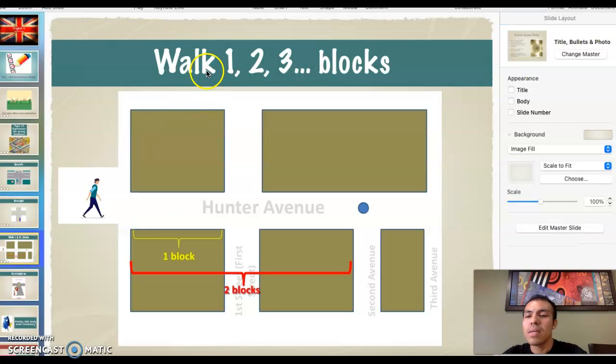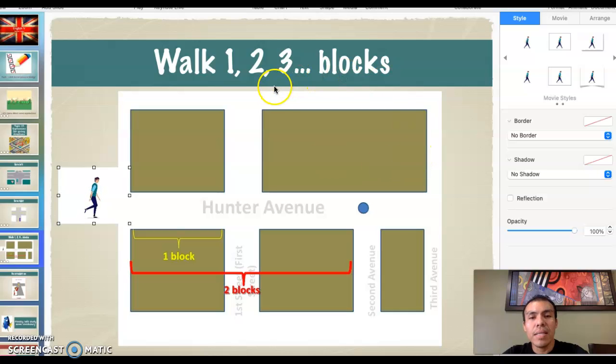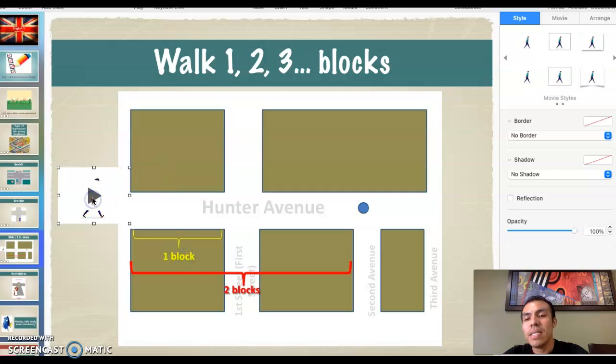Next. Walk 1 block. Walk 2 blocks. Walk 3 blocks. Okay? Block. Here we have an example of block, and this is walk. Okay? Walk. Walk 1 block. Walk 2 blocks, walk 3 blocks, okay?